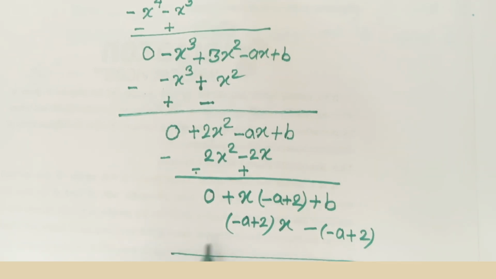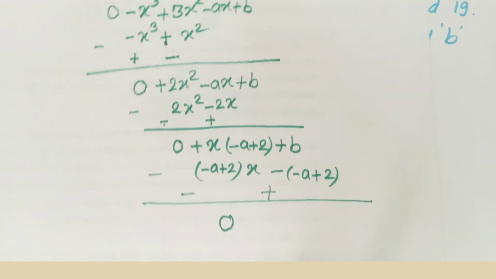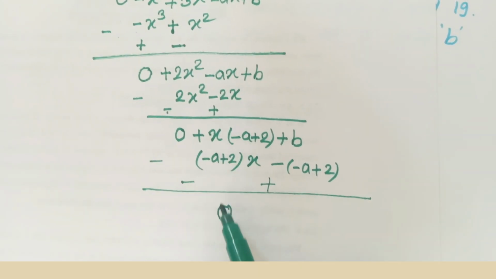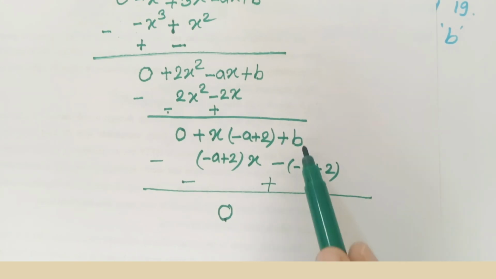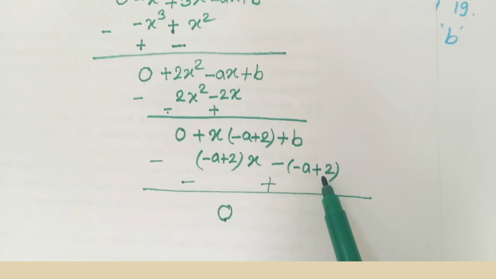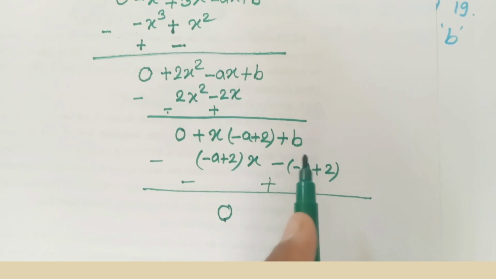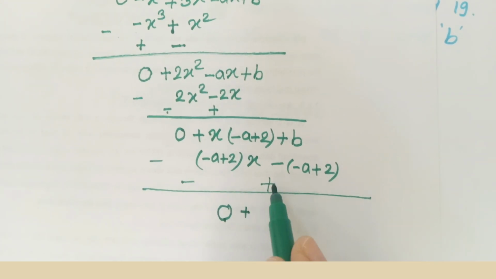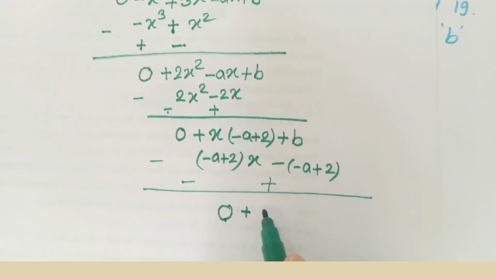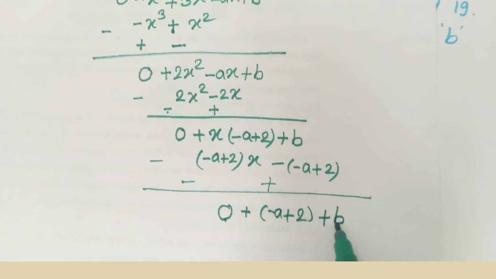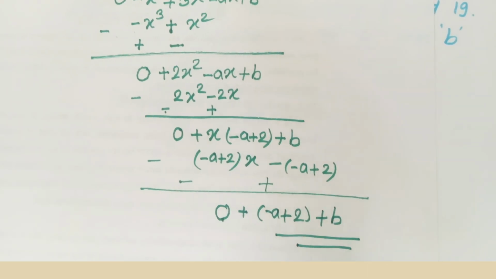Now again take the subtraction. Here minus and plus minus, minus into minus is plus. The first term is similar, so the subtraction is 0, and the plus and minus same term subtraction is also 0. Now in the second term, b is a constant and this term is a constant, but we don't know the values of a and b, so you write this as it is, that is minus a plus 2 plus b. This is the remainder of our first division.